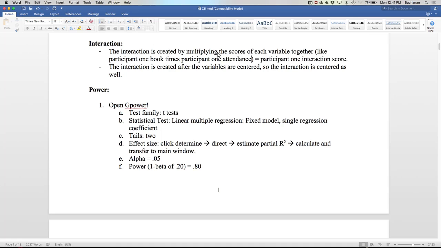You do not center the DV. Okay, you don't touch the DV. We're rescaling the IVs, not the DV. You can't rescale both. It'll freak out. The interaction is created after they're centered, so the interaction is centered as well. So it is centered, then made.